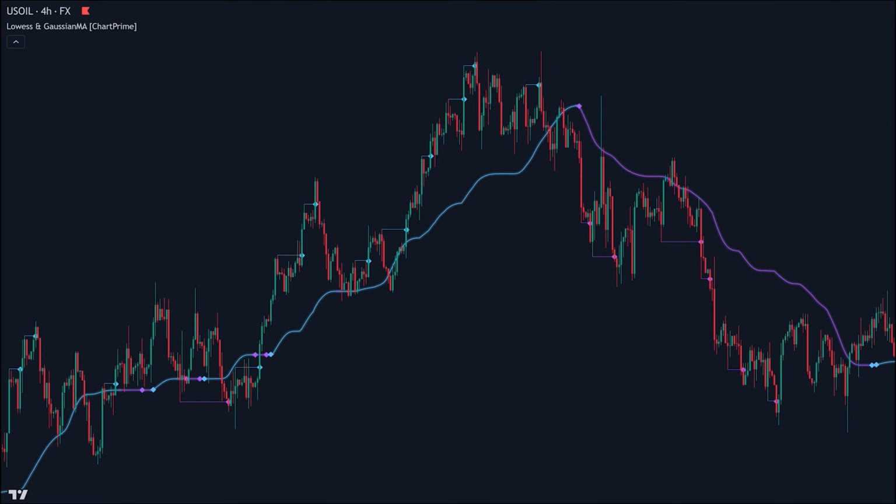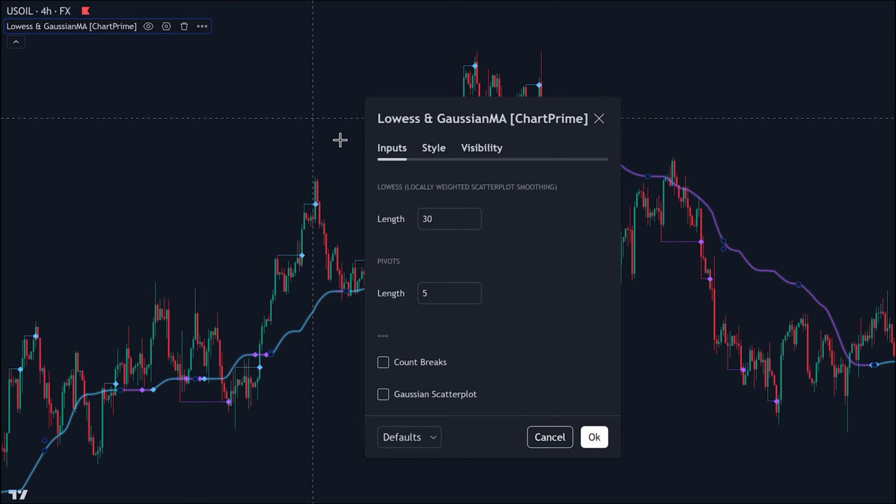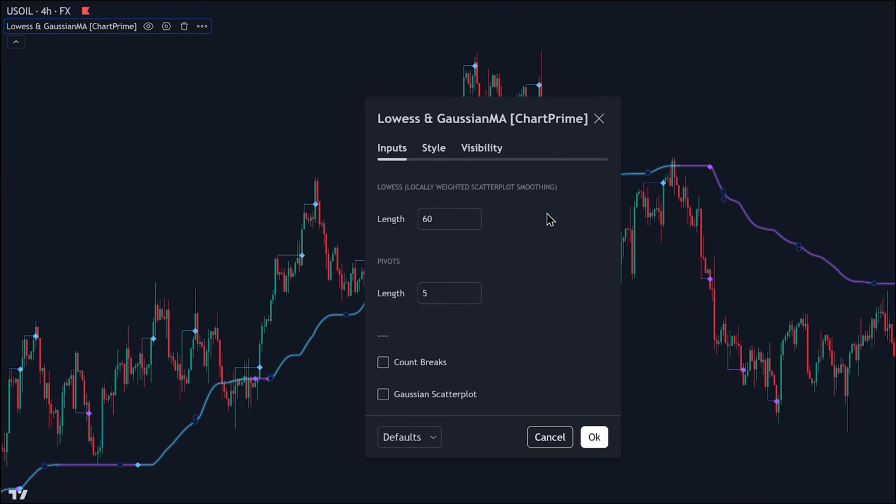Now, let's delve into the components of the Lowess and Gaussian moving average indicator by adjusting the settings. In the Inputs tab, you will find several options to customize the indicator. Let's start with the length setting. This defines the look-back period for the Lowess smoothing calculation. The default value is set to 30, but I will change it to 60. This adjustment will help minimize false signals by smoothing out shorter-term fluctuations, providing a clearer picture of the overall trend.